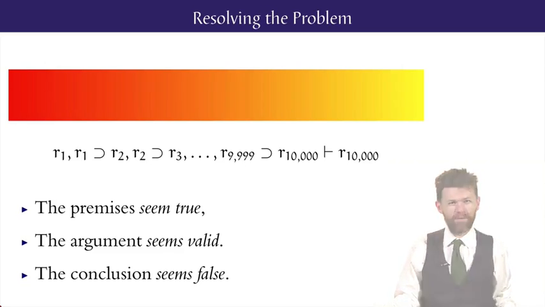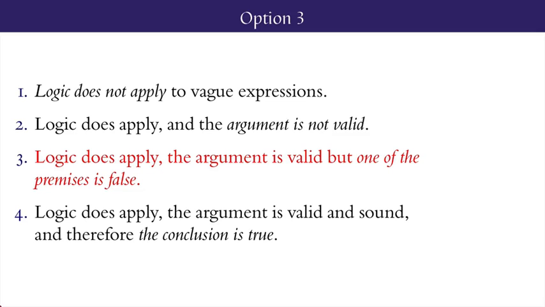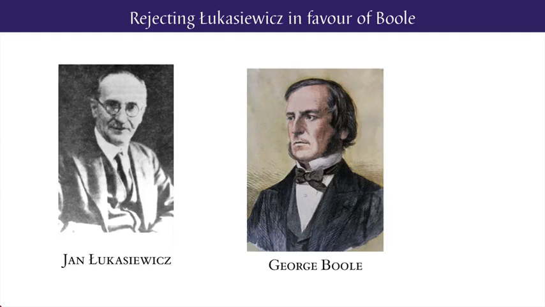In this lesson, we'll look at the way out that says that the premises aren't all true. This is one of the four options in response to the paradox that we've already seen. This is the third option, according to which logic does apply. The argument is valid, but it isn't sound. The premises aren't all true. We're exploring ways that we can reject the many-valued logic of vagueness in favour of the Boolean two-valued logic we've been exploring in much of this subject.